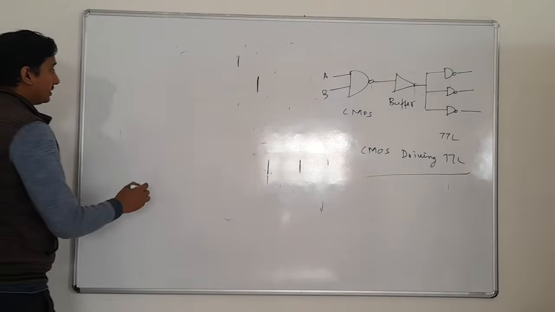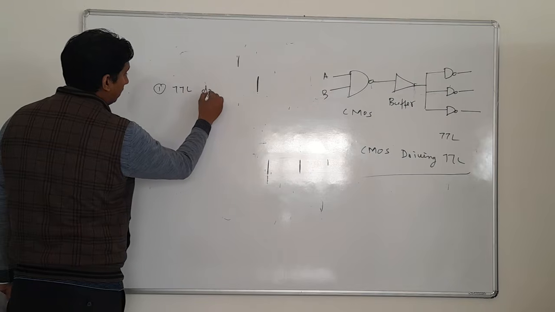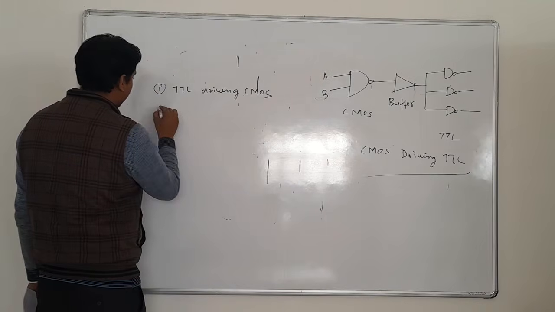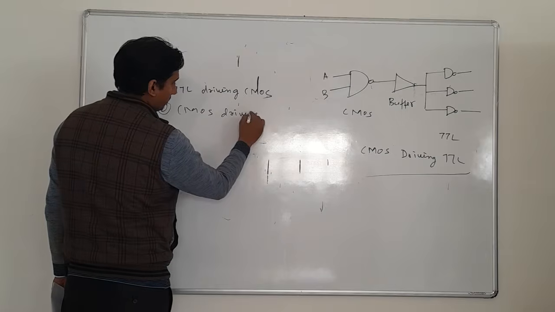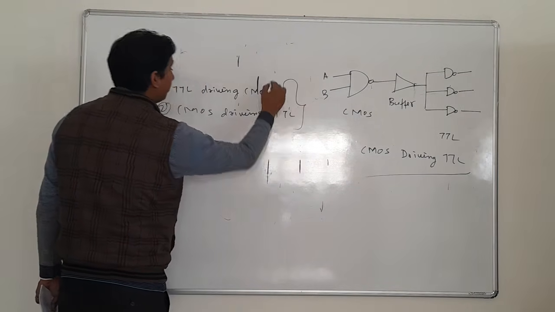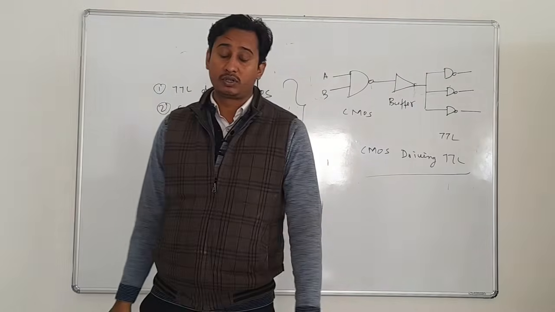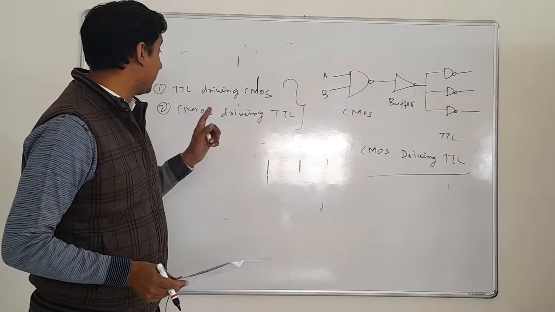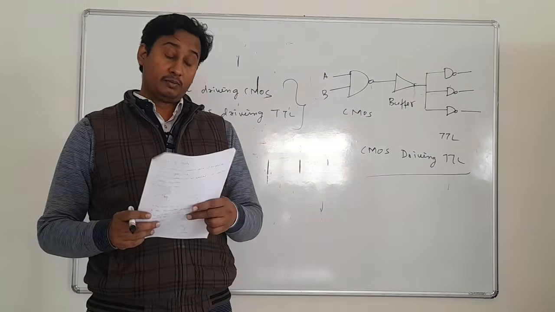So friends, students, there are 2 topics. There are 2 circuits. Number 1 is TTL driving CMOS, and number 2 is CMOS driving TTL. So these 2 are interfacing circuits that we have to study in the interfacing of the CMOS and the TTL.